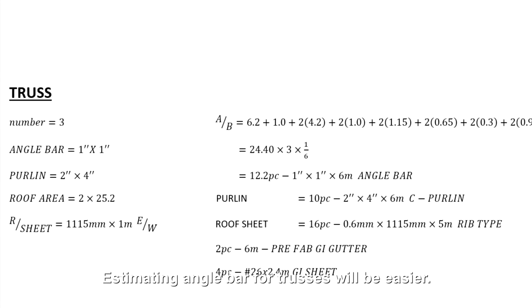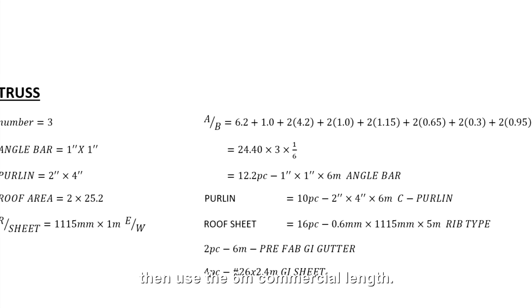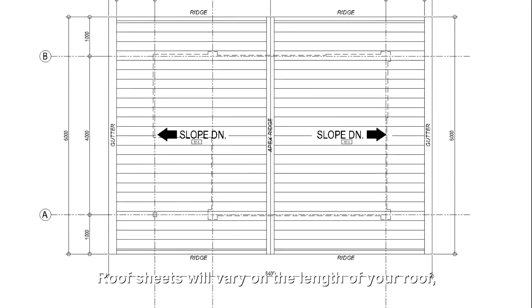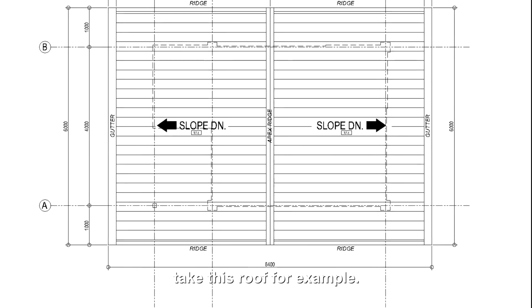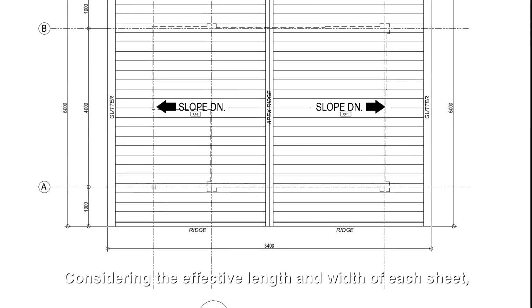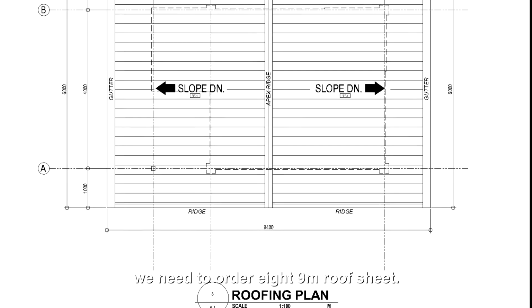Estimating angle bar for trusses will be easier. You just need to get the length of each member, then use the 6-meter commercial length. Purlins and gutters are placed as bought. Roof sheets will vary on the length of a roof. Take this roof for example. It is an approximately 4.2 by 6-meter roof. Considering the effective length and width of each sheet, we need to order 8 9-meter roof sheets.